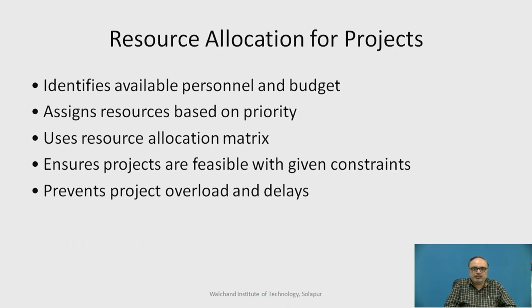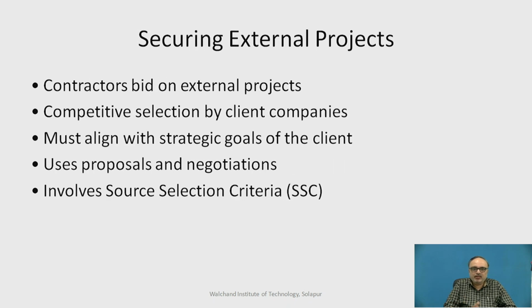Resource allocation for the project identifies the available personnel and budget, assigns resources based on priority, uses a resource allocation matrix, ensures the projects are feasible with given constraints, and prevents project overload and delays. And lastly, securing the external project: contractors bid on the external project, with competitive selection by client companies. It must align with the strategic goals of the client, uses proposals and negotiation, and involves source selection criteria.